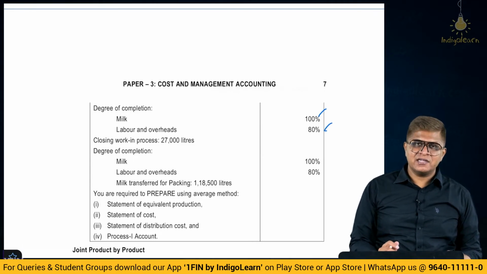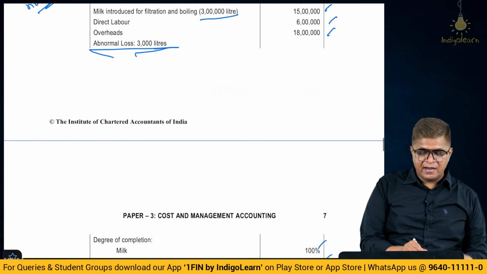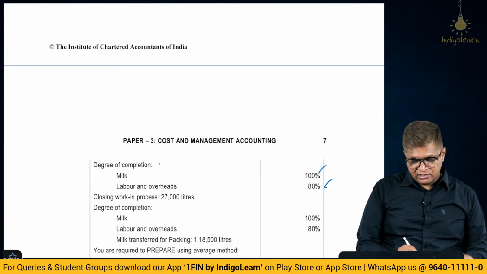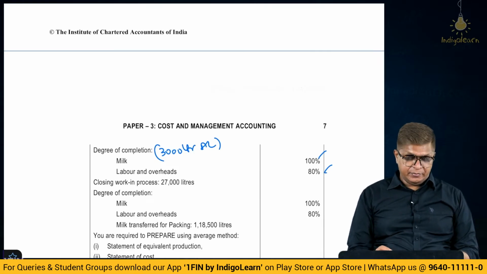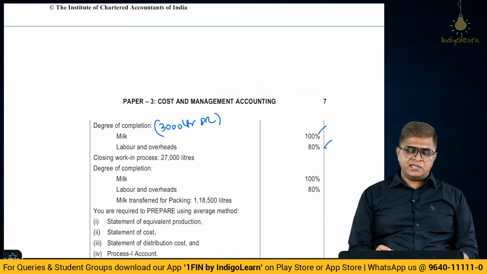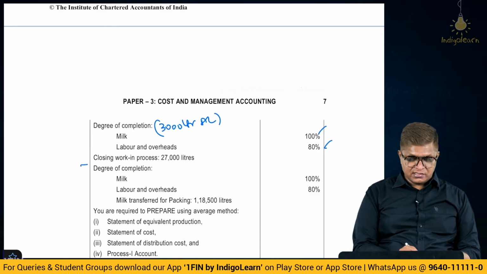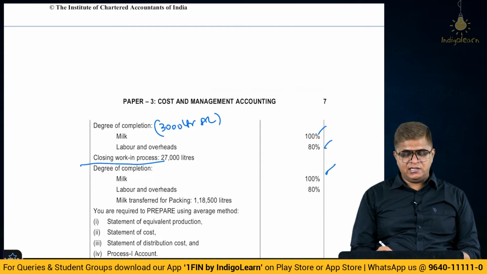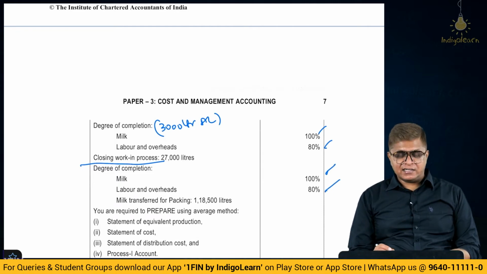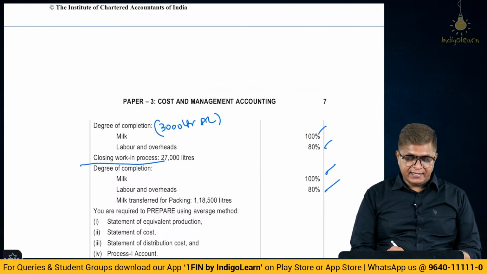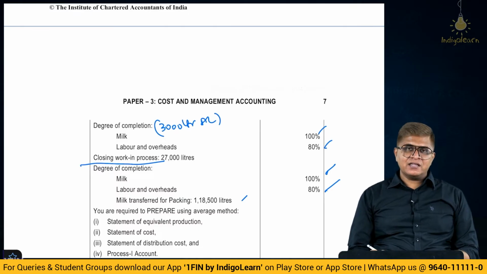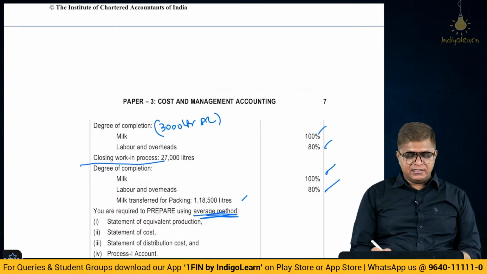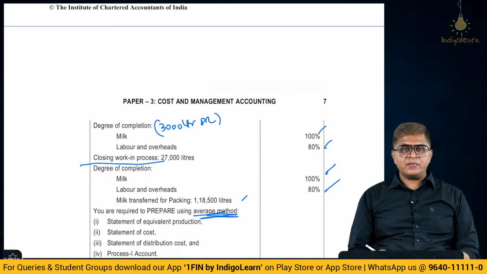Now for what are they giving this degree of completion? They are giving this degree of completion for the abnormal loss. So we have to read it as for the abnormal loss of 3,000 liters, whatever has happened, milk was 100% complete, raw material, labor and overhead to the extent of 80%. Closing work in progress 27,000 liters, and as far as this closing work in progress is concerned, the degree of completion milk is 100%, labor and overhead is 80%. Milk transferred for packing is 1,18,500 liters.